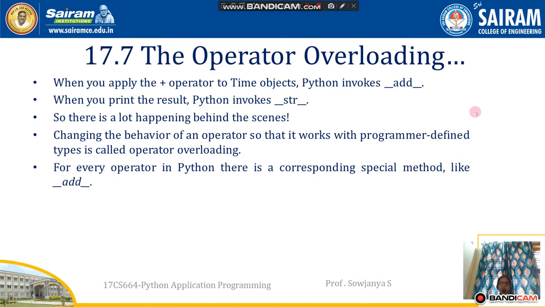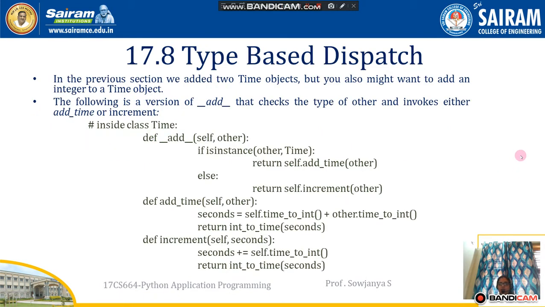In a similar way, when you apply the plus operator to a Time object, Python will invoke __add__. When you print the result, Python invokes __str__. So there is a lot happening behind the scenes. When you change the behavior of an operator so that it works with programmer-defined types, it is called operator overloading. For every operator in Python there is a corresponding special method like __add__, that is called the programmer-defined method.